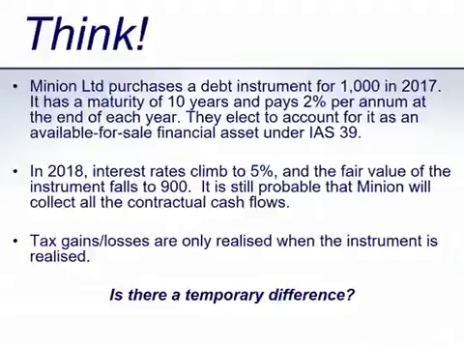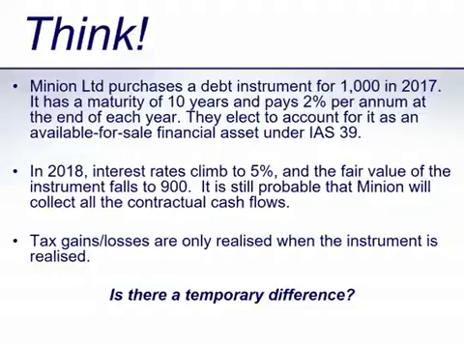To put the amendments into context, consider the following scenario. A company purchases a debt instrument for $1,000 in 2017, which has a maturity of 10 years and pays 2% per annum at the end of each year. They elect to account for it as an available for sale financial asset under IAS 39. Now, for those that aren't familiar with it or perhaps have forgotten, available for sale financial assets under IAS 39 are measured at fair value, with changes in fair value recognized in other comprehensive income.